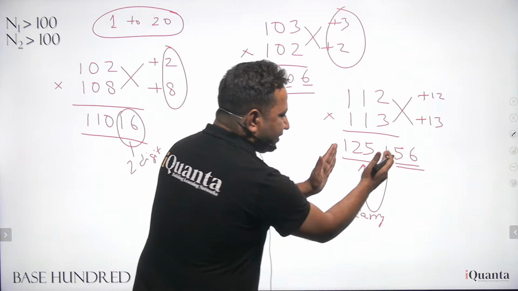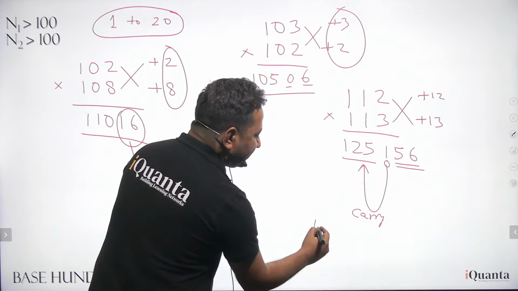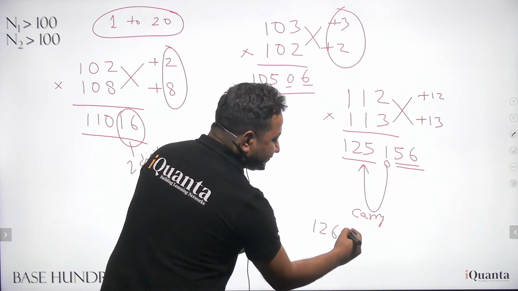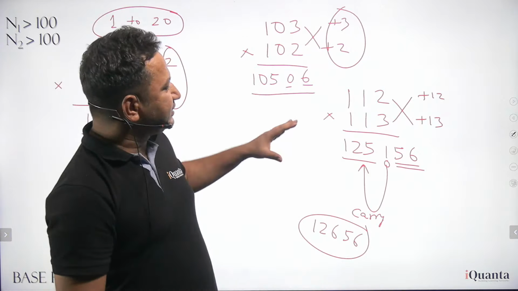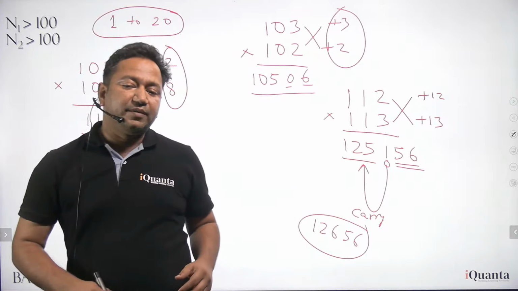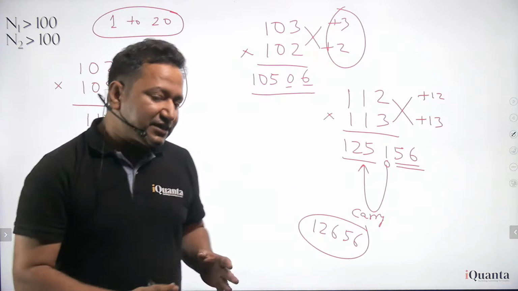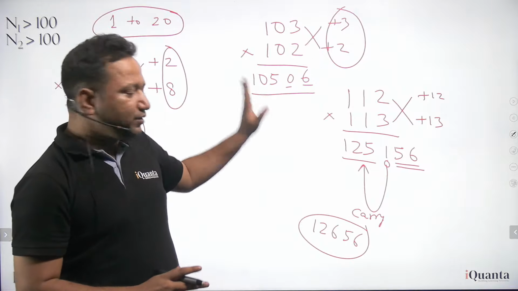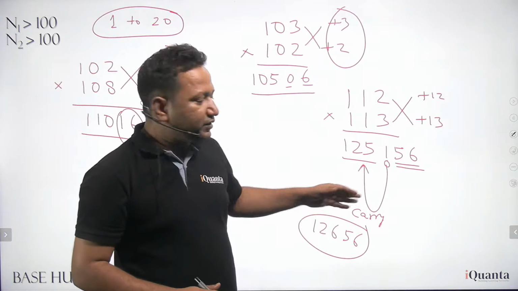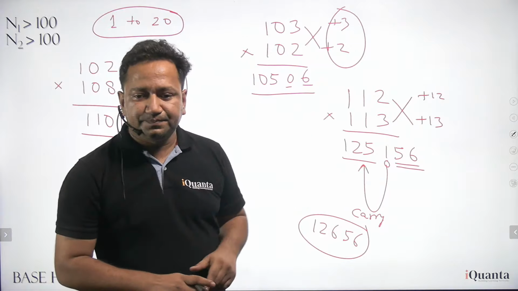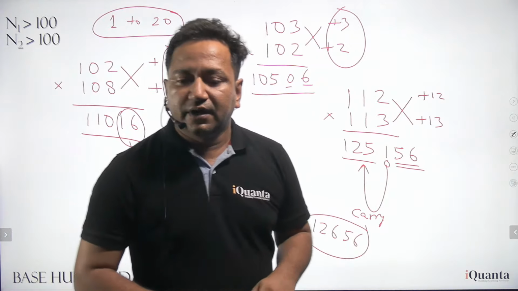So 125 and 1 goes there, becomes 126. And here we have 5, 6, and this is the answer. So the method is same. Only thing we have to keep in mind is that only 2 digits allowed. If 1 digit is there, we'll put a 0. If 3 are there, we'll just carry forward the leftmost towards this sum. So that is how we can do it.